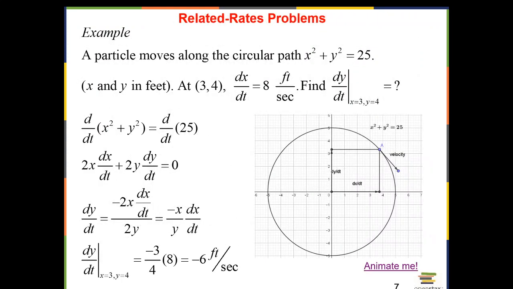Let's do one more. Here's another example. What we have here is a particle that moves along a circular path, and x and y are measured in feet. At the point when x is 3 and y is 4, the rate that x is changing is 8 feet per second, and we want to find the rate that y is changing, right? So that's the idea.